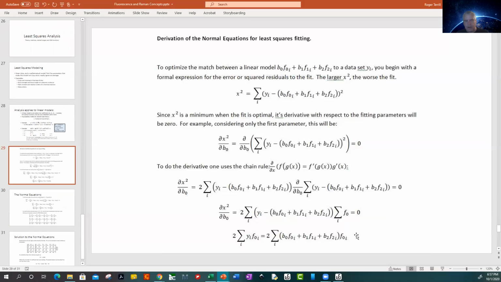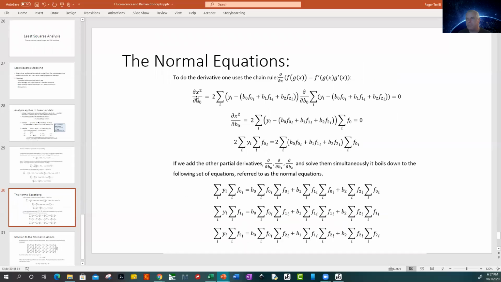Well, let's just stop here and we can reframe all of these in the following way. D chi-squared by db0 is this. For any of the b values, b1 and b2, etc., all we're going to do is replace this term with a corresponding function. One will be f1, and then the other one will be f2.